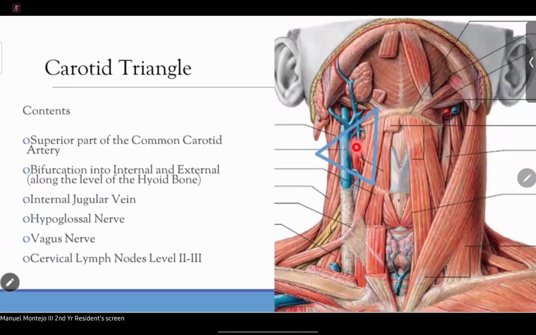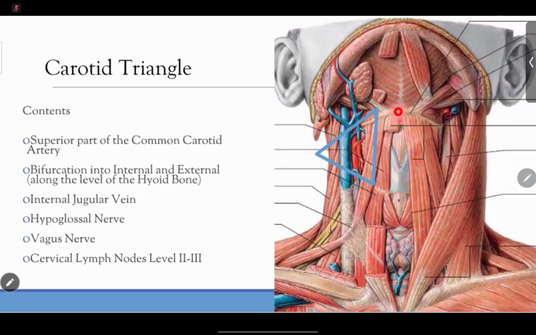So the point where you can appreciate your carotid pulse is along the level of your hyoid bone. Okay? So it's an important landmark because at the level of your hyoid bone is where the two carotid arteries, the internal and external carotid, branch out from the common carotid. Take note of that.